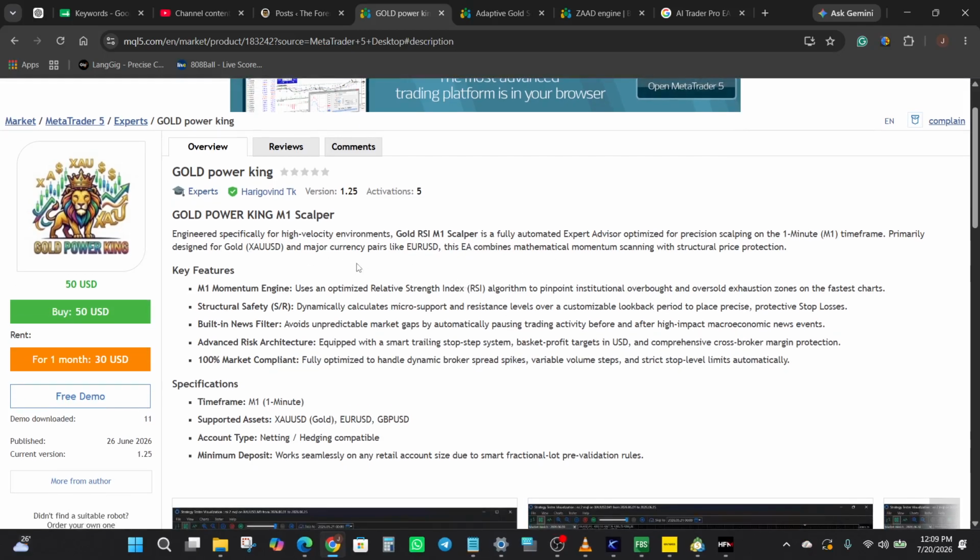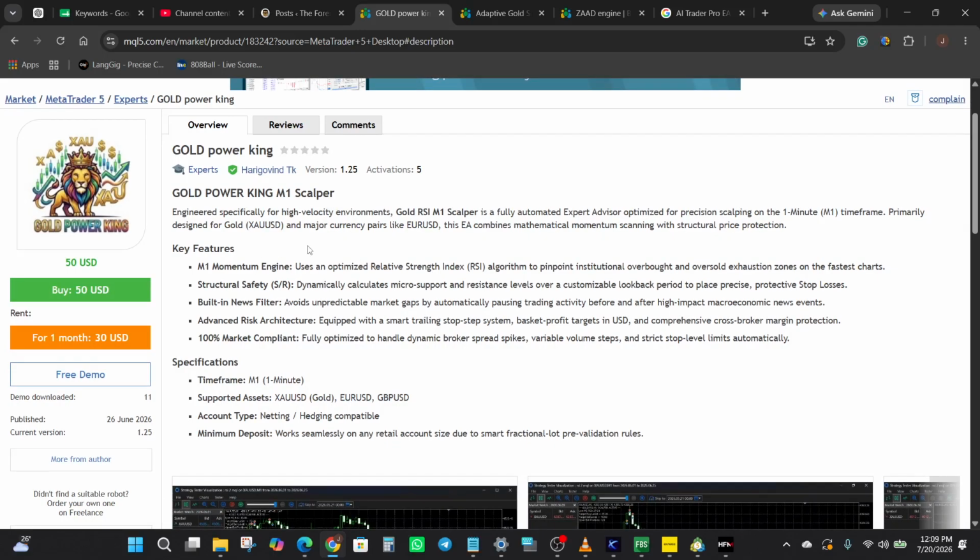Now, scrolling into the description, this is built for high velocity M1 scalping, primarily on XAU USD, along with major pairs like Euro USD, combining an RSI based momentum engine with dynamically calculated micro support and resistance levels for stop loss placement. Okay, going through the key features, there is a built-in news filter pausing activity around high-impact events, a smart trailing stop-step system, basket profit targets set in dollars, and what the listing describes as cross-broker margin protection designed to handle variable spread and volume conditions automatically.